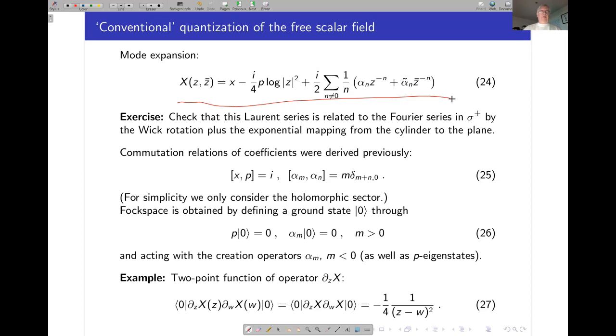So that is input, and then one imposes canonical commutation relations. This is something that we already discussed. So we now have only one coordinate or one field, one scalar field. So we don't have additional indices, and it's an XP commutator and alpha m. And we only talk about the holomorphic sector. Now the anti-holomorphic sector is just a copy of this. How then do we proceed?